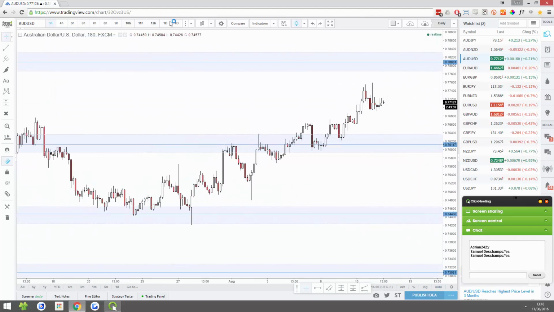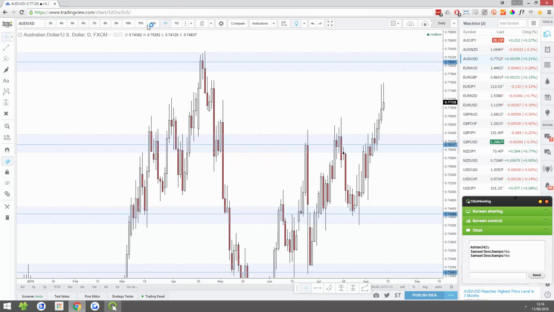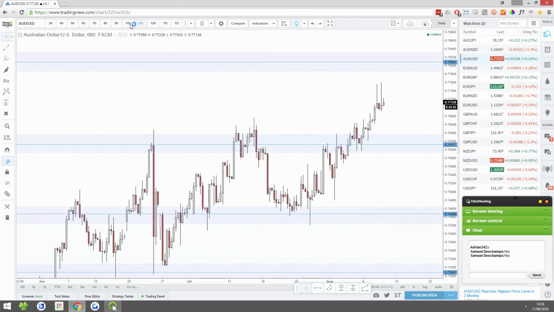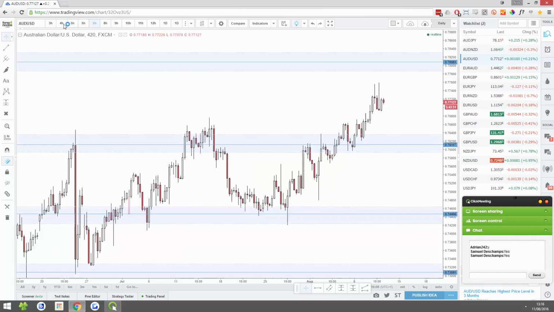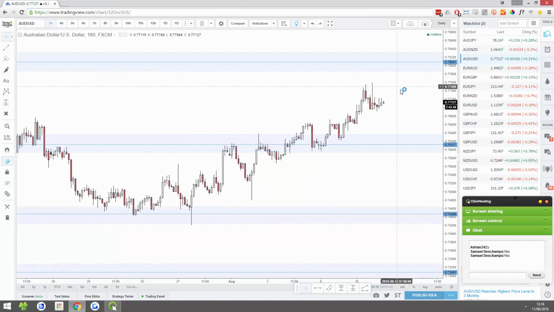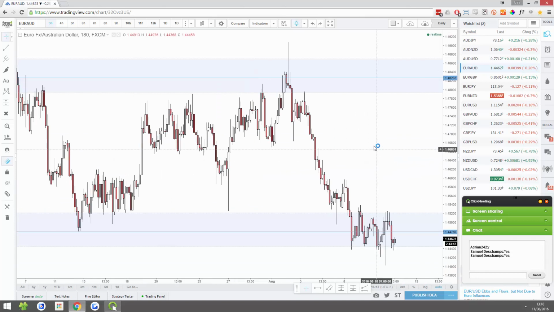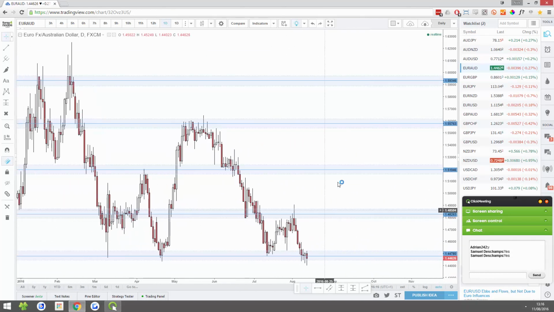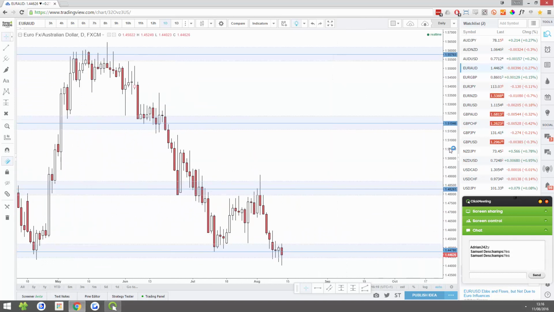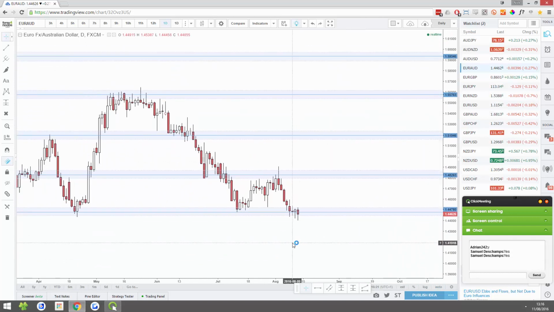AUDUSD, again, between two support resistance areas. Doesn't look like we're going to see anything on the AUD pairs at all. All right. Euro AUD. All right. Well, this is sitting on support, and it looks like we got some solid indecision forming over the last 3 days.